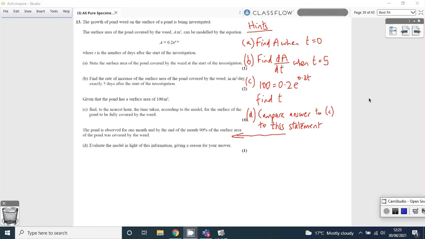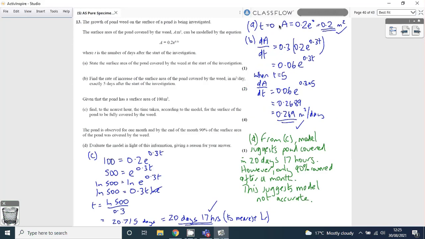And the solution for question 13. So for part A, when t equals 0, A equals 0.2 e to the power of 0. Well, anything to the power of 0 is 1, so the area is 0.2 meters squared. Now for part B, the rate of increase, we need to differentiate to get the rate of increase.